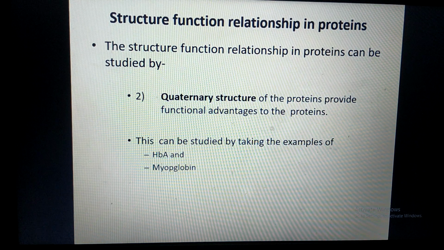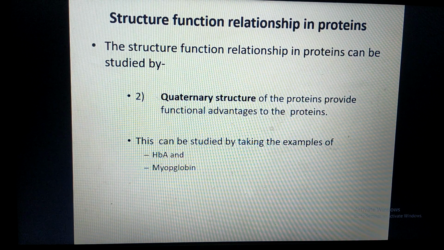Next, the structure function relationship in proteins can be studied by the quaternary structure of proteins, which has some functional advantages. This can be studied by taking the example of hemoglobin A and myoglobin.